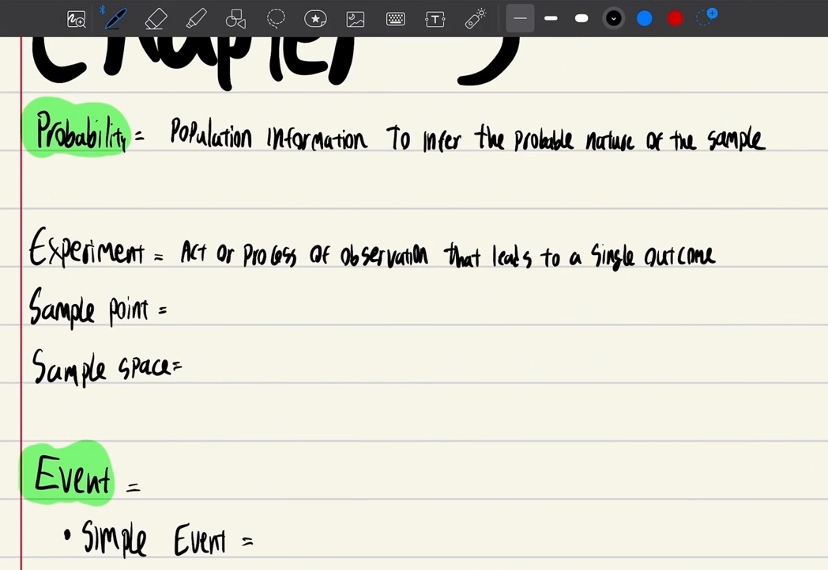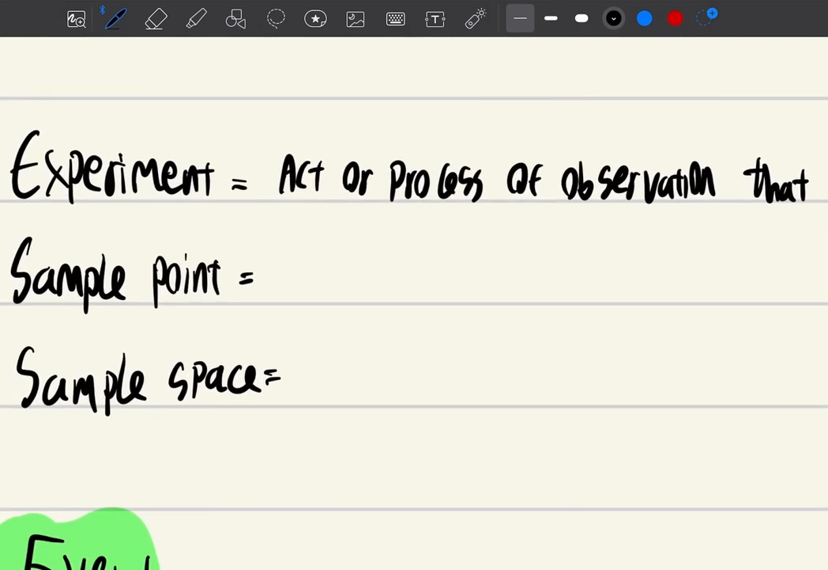Next one is sample point. The sample point is a single possible outcome of the experiment. It is the most basic outcome. For example, flipping a coin, the most basic outcome would be head or tail.